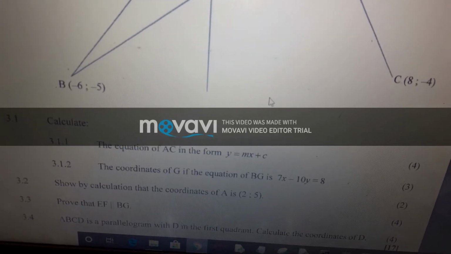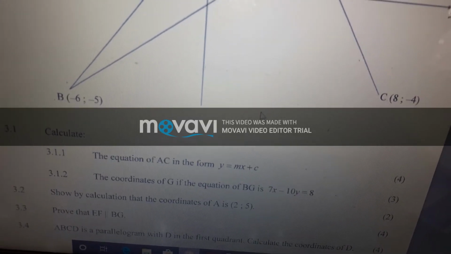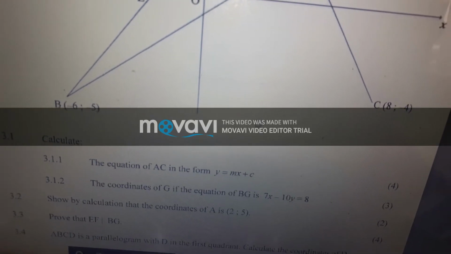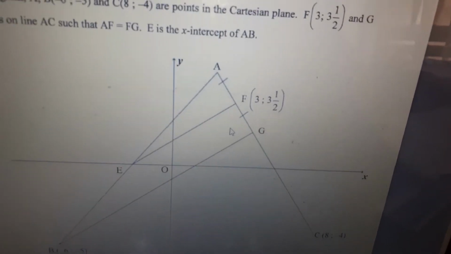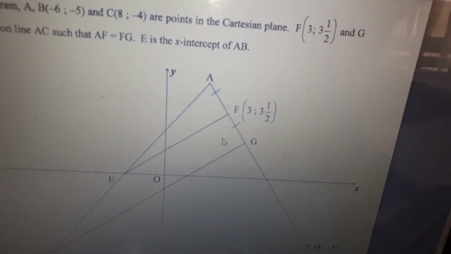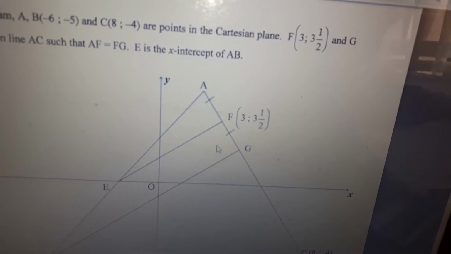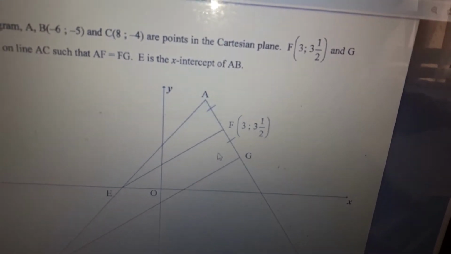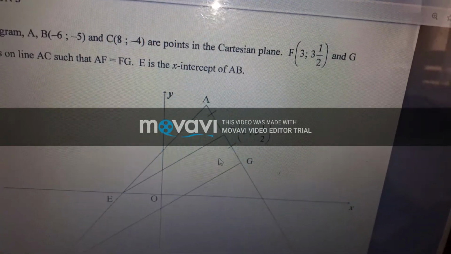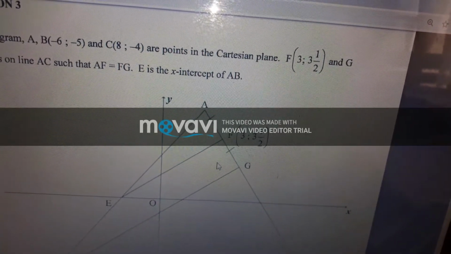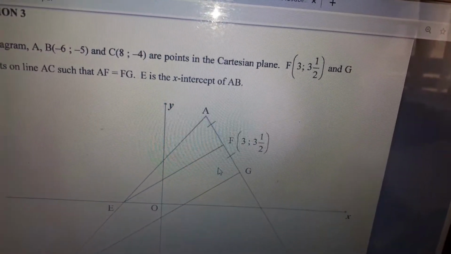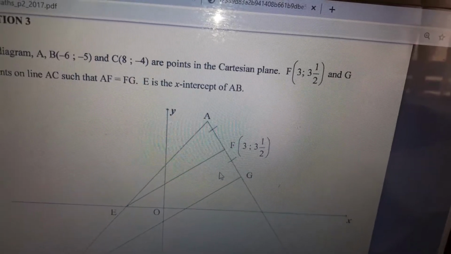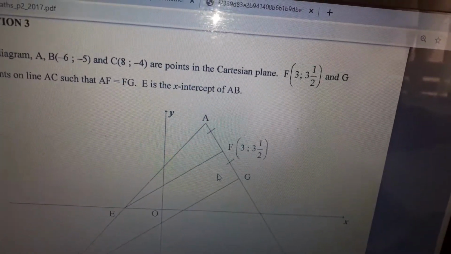Show by calculation that the coordinates of A are (2, 5). So now let us look at the position of A. First, they have given us that AF is equal to FG. This means that the line EF bisects the line AG. This means that F is the midpoint of the line AG. Now we will use the midpoint formula to calculate the coordinates of A.